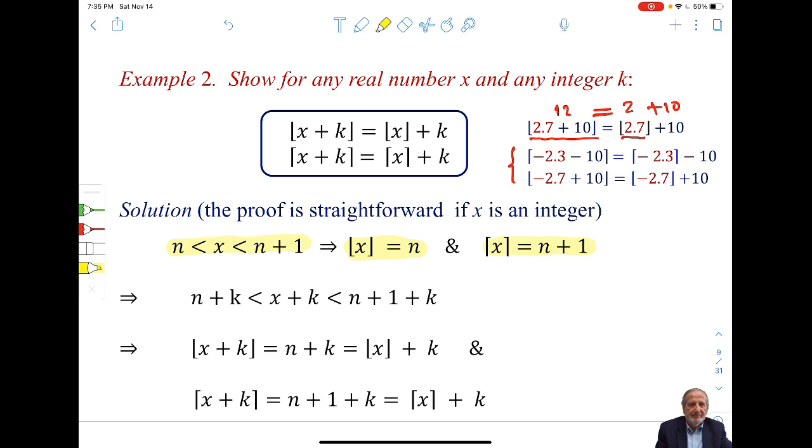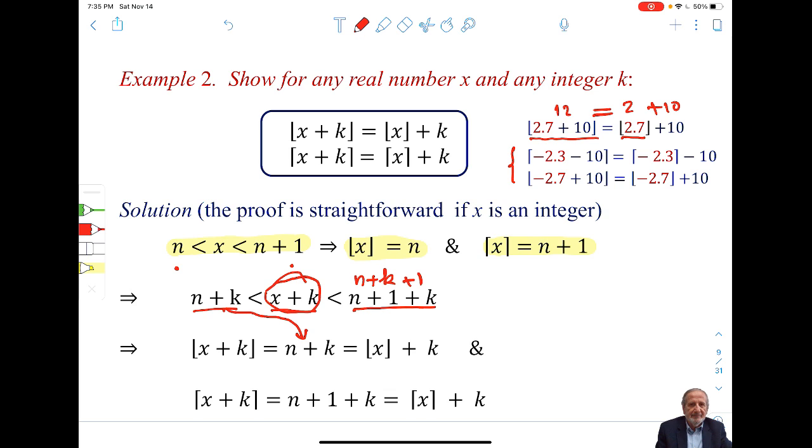Now, I need x plus k, so I add k to both sides. So x plus k will be greater than n plus k, and less than n plus 1 plus k. This one here actually is n plus k plus 1. So x plus k is between two consecutive integers, n plus k and n plus k plus 1. Now I can compute the floor function and the ceiling function of x plus k.